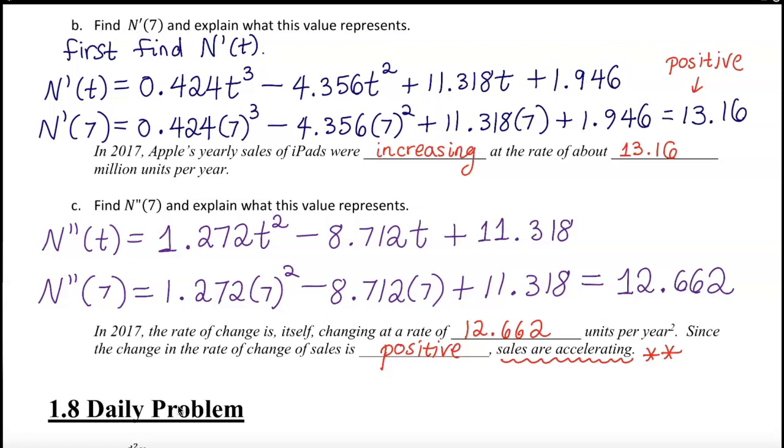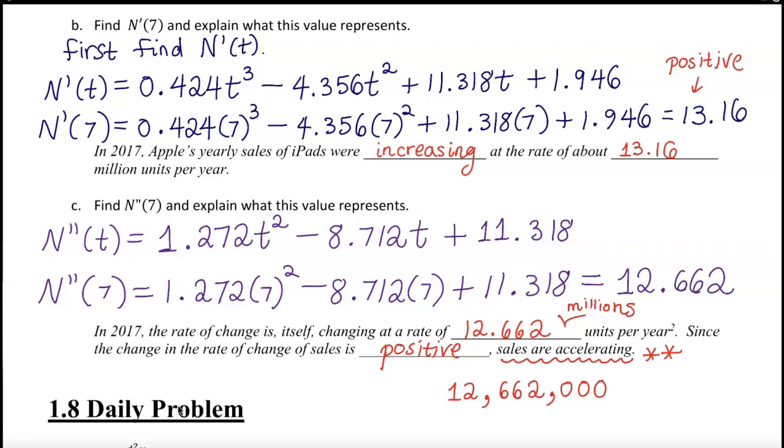Now, I may have to change this because weren't these given in millions? If they didn't really write the million here, I can just squeeze in the word million. If not, I may have to multiply this by 1 million and get 12,662,000 units per year. So either you squeeze that million in or just add 3 more zeros after it, okay?